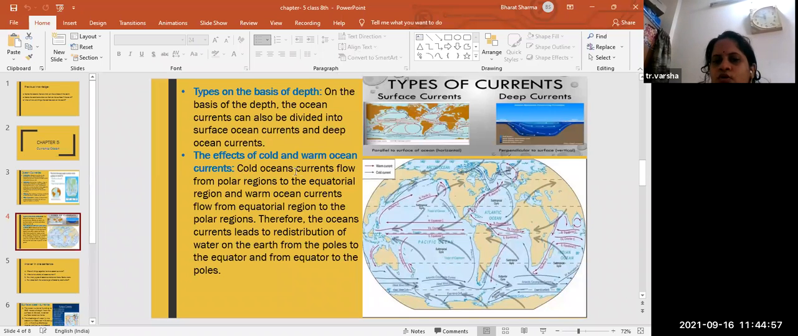Okay, cold ocean currents flow from the polar region to the equatorial region. Now, cold ocean currents flow from where to where? From the polar region to the equatorial region. It is coming from top to bottom. Okay. Warm ocean currents flow from the equatorial region towards the polar region.